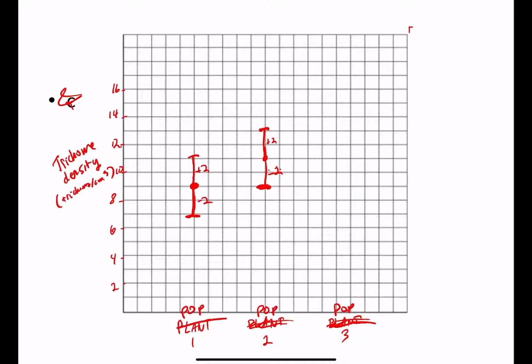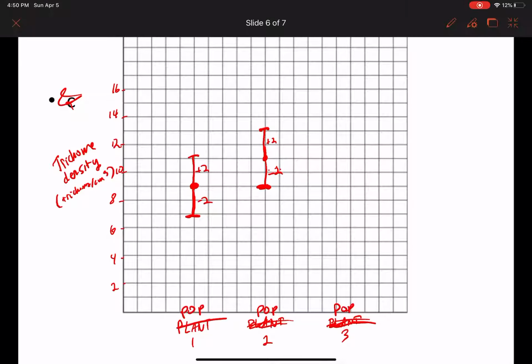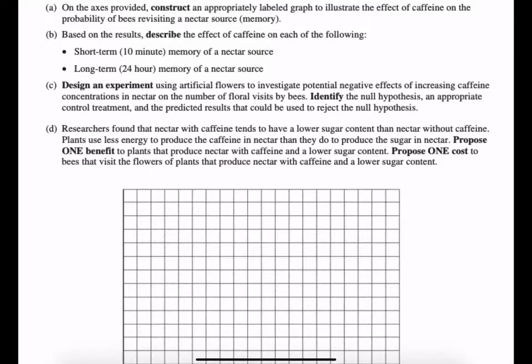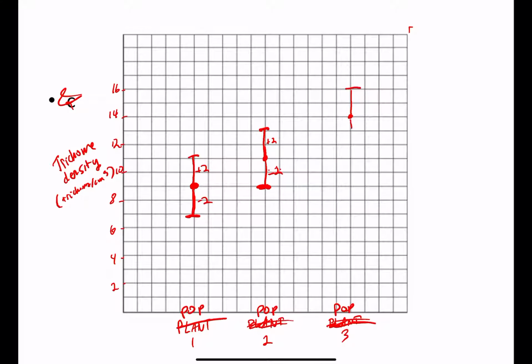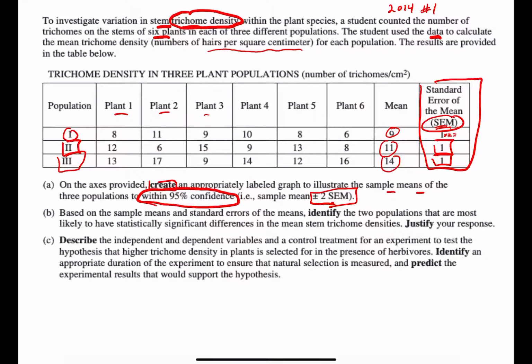Population 3, the mean is 14, so the number of trichomes on this one goes all the way up to 14. And if I am correct, the standard error of the mean is 2 for each one, so we have to go up 2 and down 2. So plus 2, minus 2, right? This would have gotten you 3 points because you have your axes labeled, it's graphed correctly, and you have your error bars graphed correctly. Always remember to label your axes and label them correctly. There's your population, it all looks good. So that got you 3 points for this.